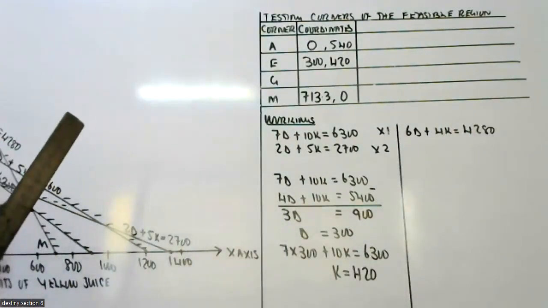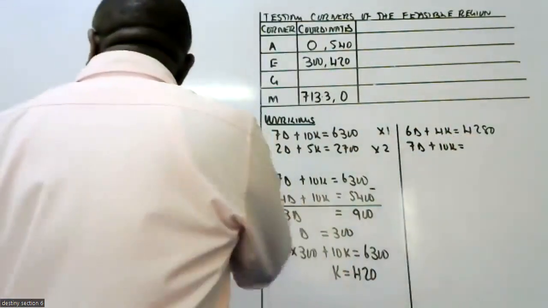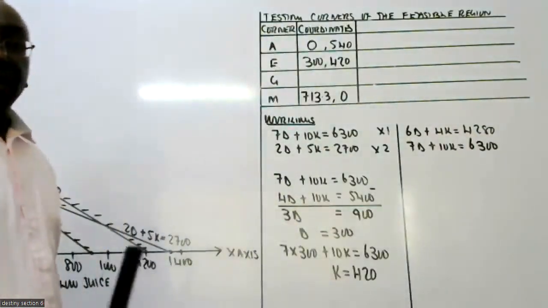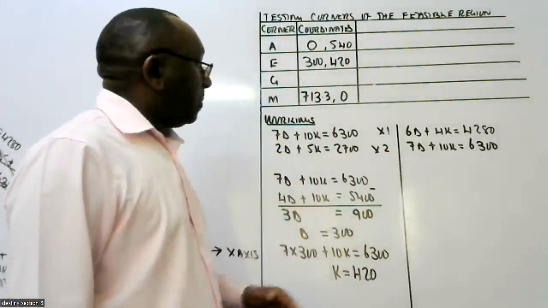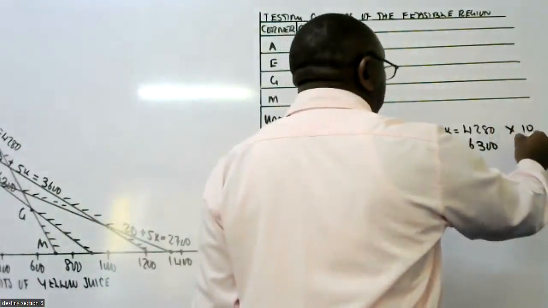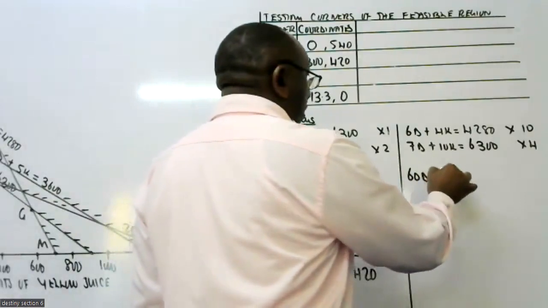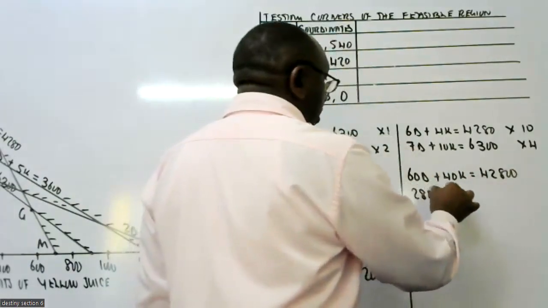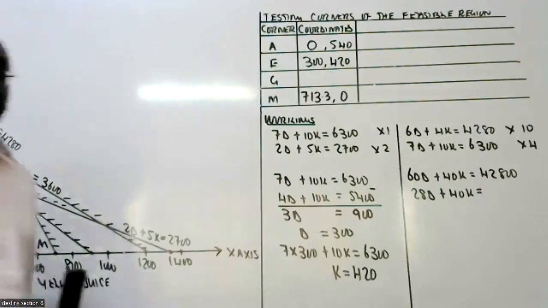The other line, as it passes there, is this one again, 7D plus 10K is equal to 6,300. So in trying to solve that, here I multiplied by 1 and 2 so that this could be equal. Now here, because they are not, I can multiply by 10 and here I multiply by 4. So this will be 60D plus 40K will be 42,800. This is 28D plus 40K is equal to 6,300 times 4, which is 25,200.